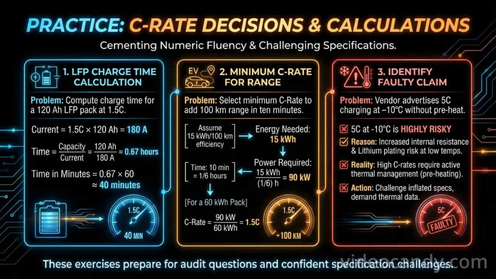Practice real decisions. Compute charge time for a 120 ampere-hour LFP pack at 1.5C. Select the minimum C rate to add 100 kilometer range in 10 minutes, and identify the faulty claim when a vendor advertises 5C charging at 10 degrees Celsius without preheat. These 3 exercises cement numeric fluency, prepare engineers for audit questions, and give procurement teams confidence to challenge inflated specifications before signing supply contracts or releasing vehicles to customers.